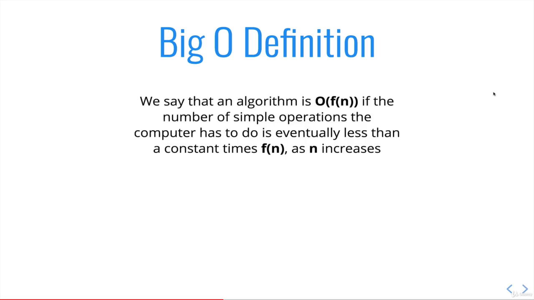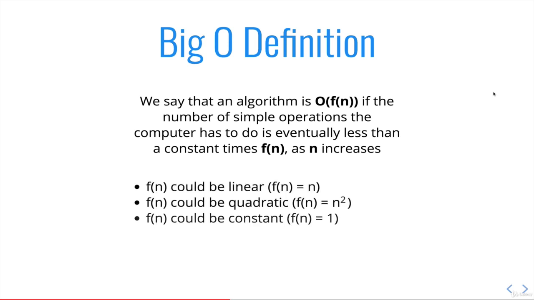So here's a bit of scary text. We say that an algorithm is big O of f of n if the number of simple operations the computer has to do is eventually less than a constant times f of n as n increases. It's a bunch of gibberish, really. What it's saying, though, is that there's a bunch of these. I'm just going to put them all out here for now. There's a bunch of options.